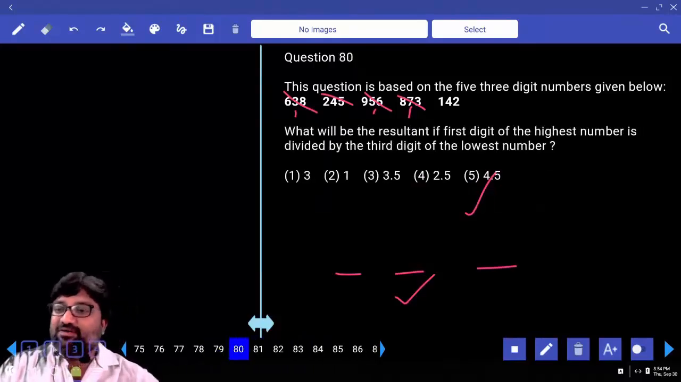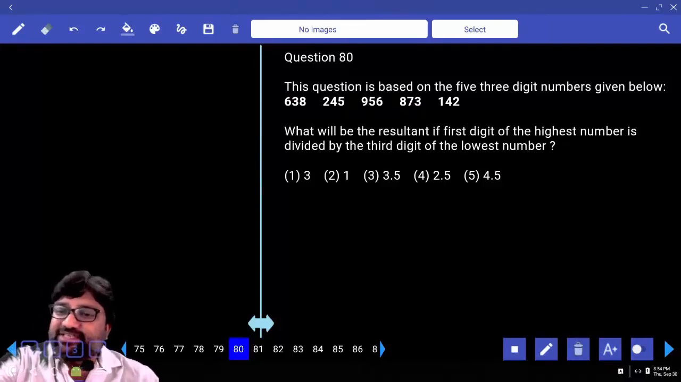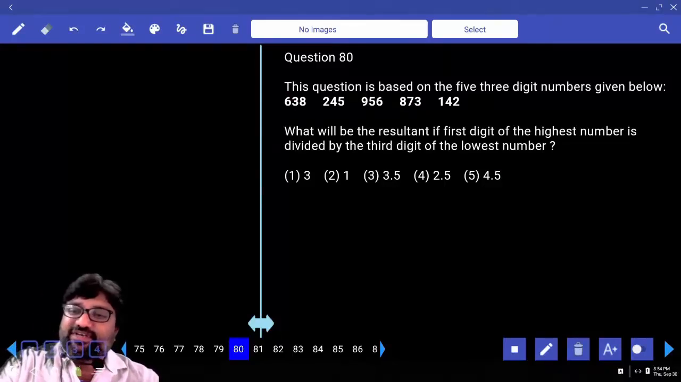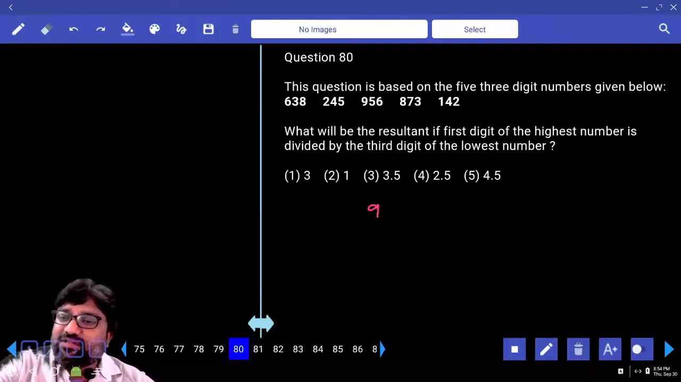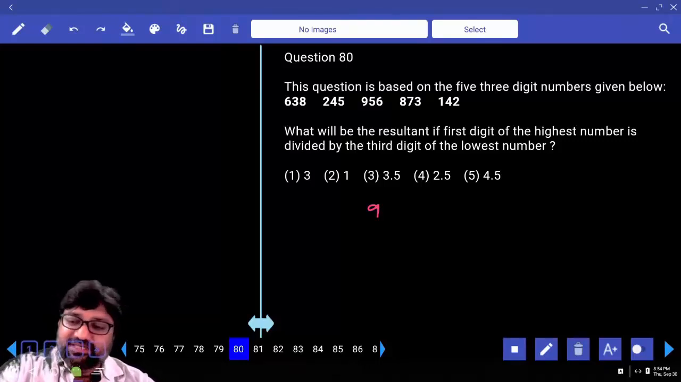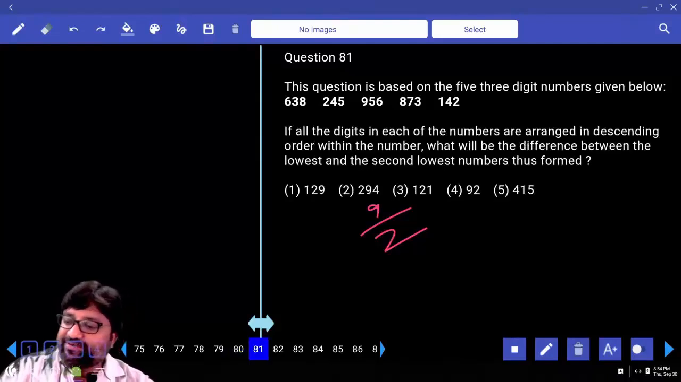What will be the resultant if the first digit of the highest number, what is the first digit of the highest number? 9. Divided by the third digit of the lowest number. What is the lowest number? 142. Third digit is 2. 9 divided by 2 is 4.5.